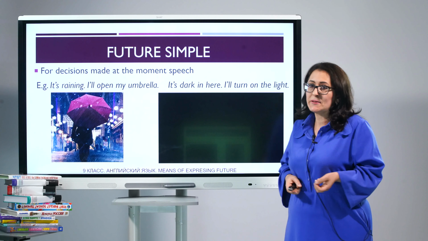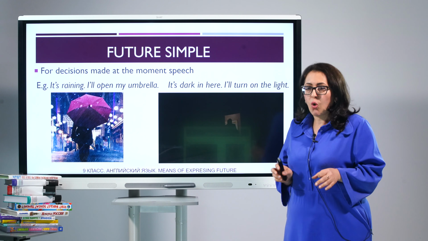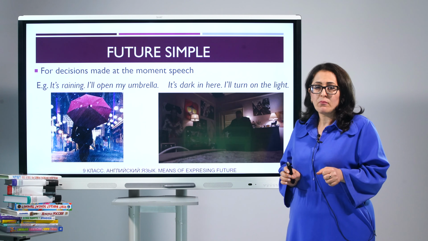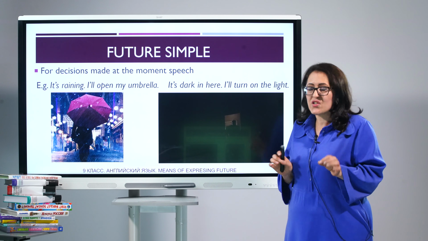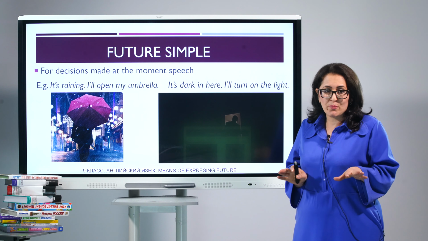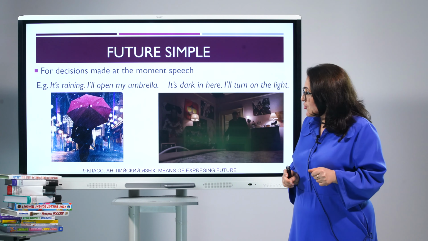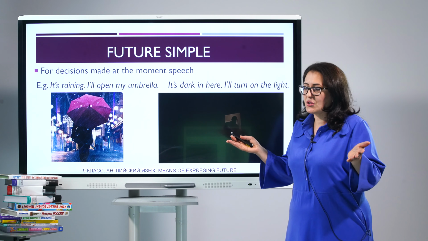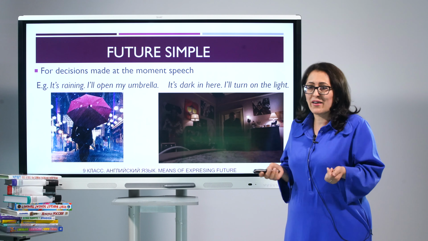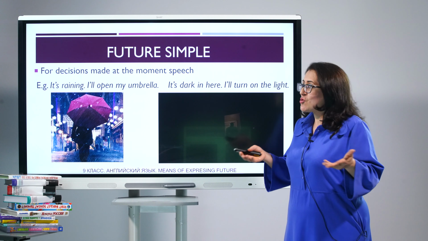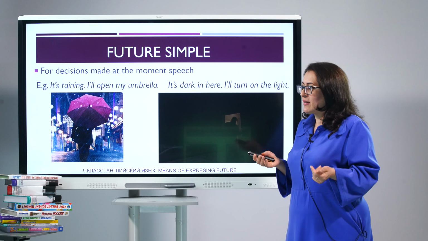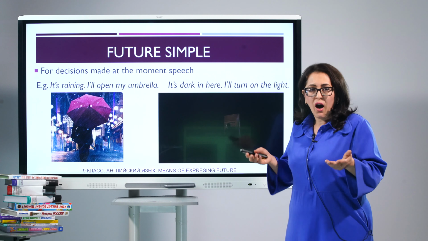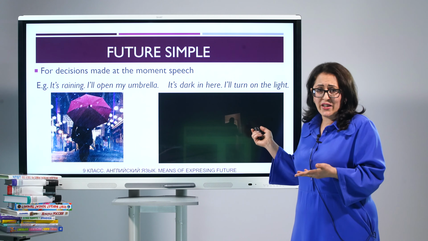That's what she says. Future simple is also used for decisions which are made at the moment of speech. Look at the picture with an umbrella. Very often we just walk in the streets under the rain, and when it is raining, we just open our umbrella and we think about it and make the decision right at the moment of speech. I'll open my umbrella.